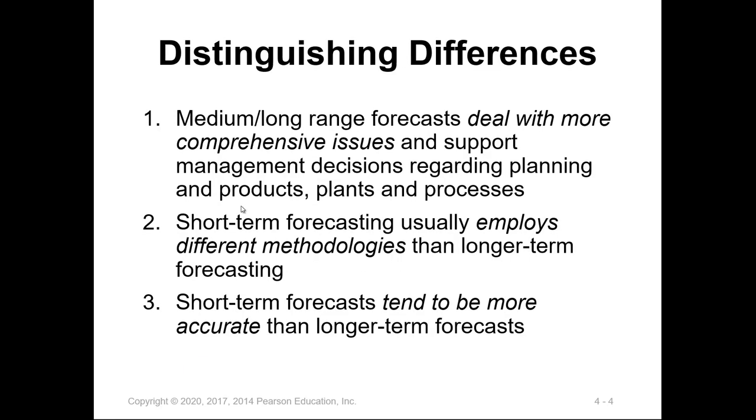Looking at some of the differences between short, medium, and long, the medium and long range forecast deals with more comprehensive issues and support management decisions regarding planning and decisions related to products, facilities, and processes. The short-term forecasting usually employs different methodologies than longer-term forecasting, and the short-term forecast tend to be more accurate than the longer term forecasts.